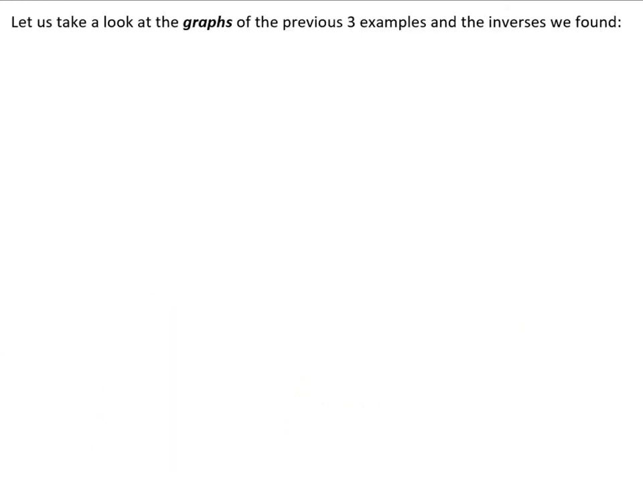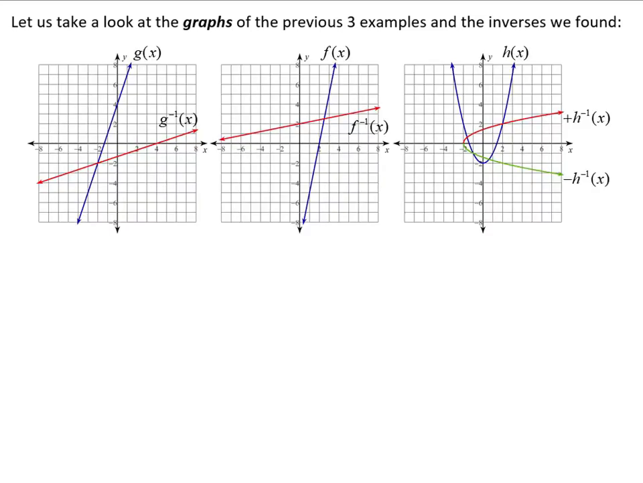Okay, so in fact, let's take a look at the graphs of the previous 3 examples and the inverses we found. So we're going to check out and see if we can see something that happens graphically. Okay, so here's a lot of information. We've got a lot of graphs going on here. But know that each one of these examples we just did, g of x, f of x, and h of x, these are the same three graphs that were on the last slide.